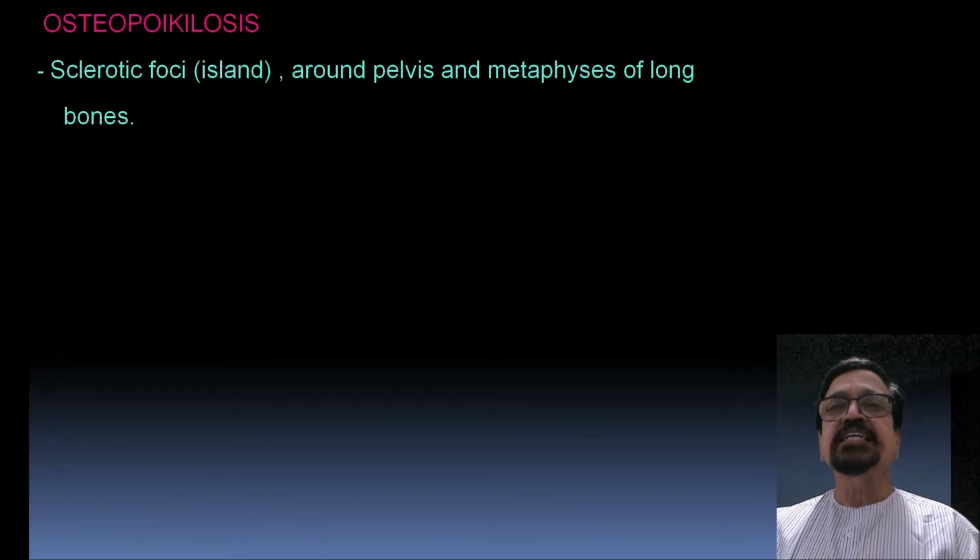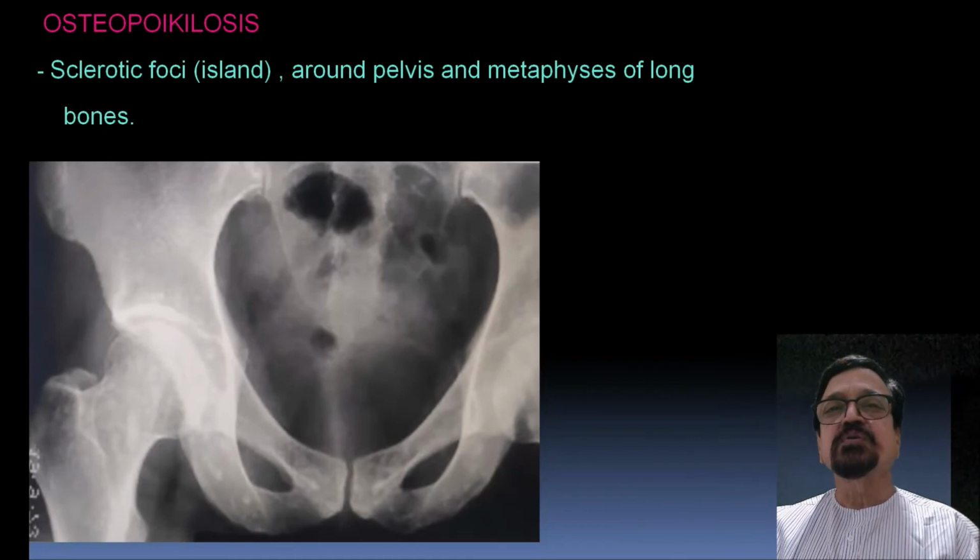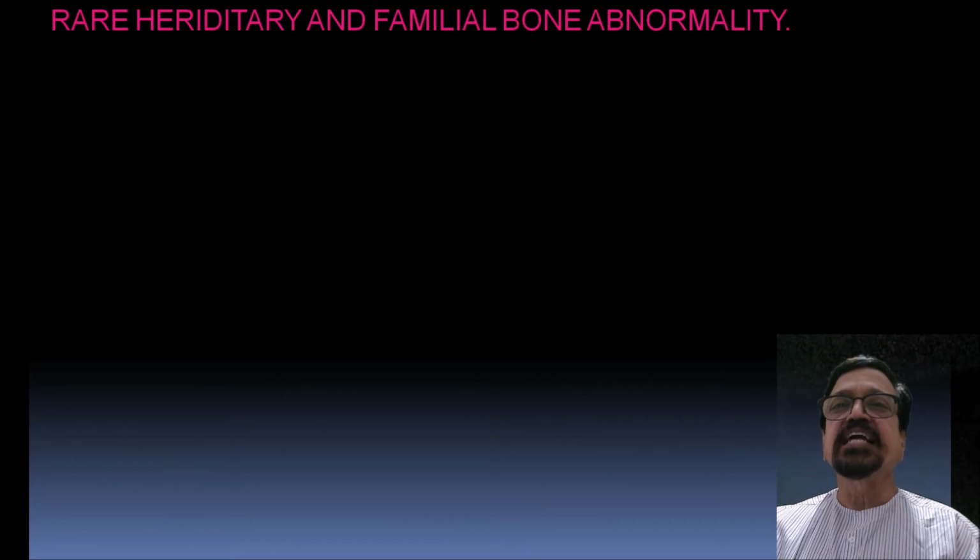Now let us come to the next, osteopoikilosis. There will be sclerotic foci, islands around the pelvis and metaphyses of long bones, that is osteopoikilosis. Now there are certain rare hereditary and familial bone abnormalities we must know.